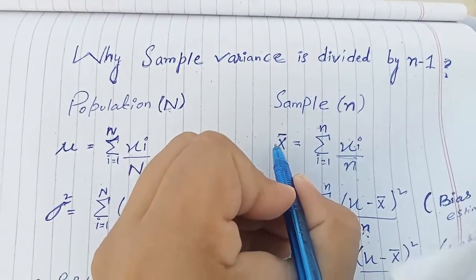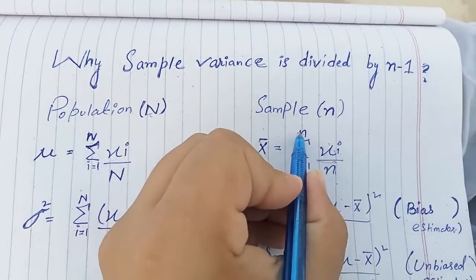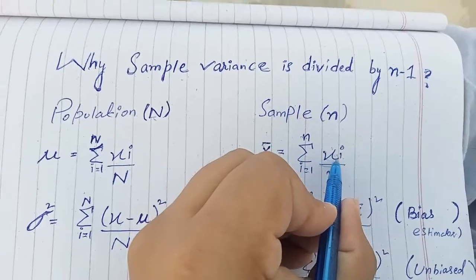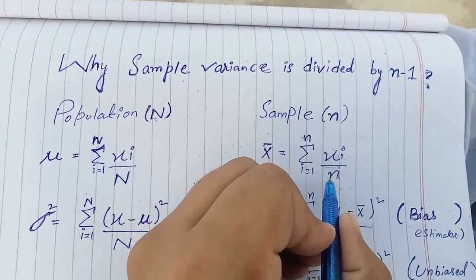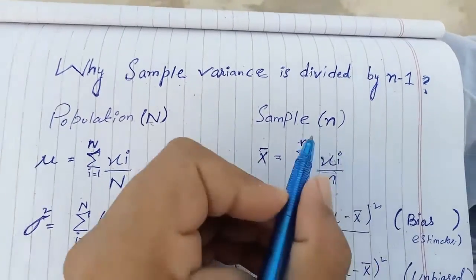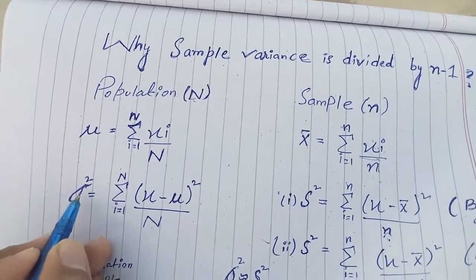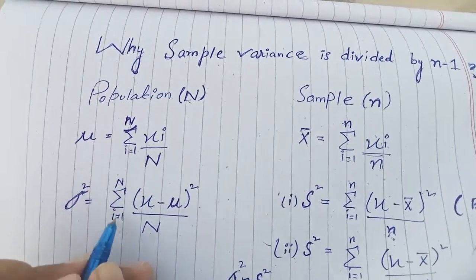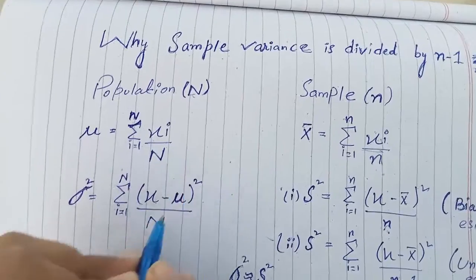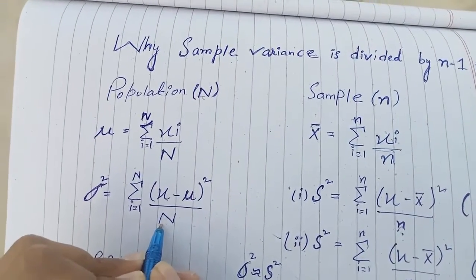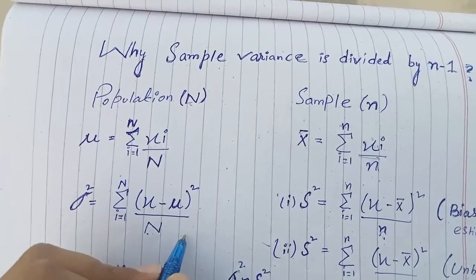And for the sample mean, which is denoted by x bar, we calculate the summation from i to small n of xi, the observed values, and divide by small n. Similarly, we calculate the variance of the population: the summation from i to capital N of (xi minus mu), where mu is the population mean, whole squared, divided by N. We calculate the population variance with this formula.